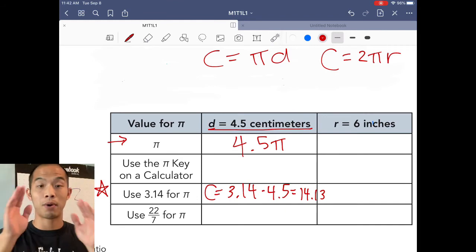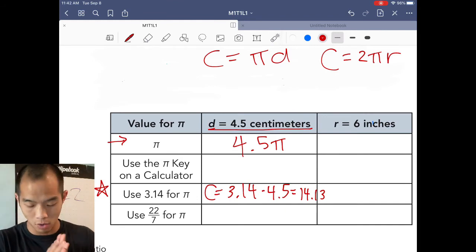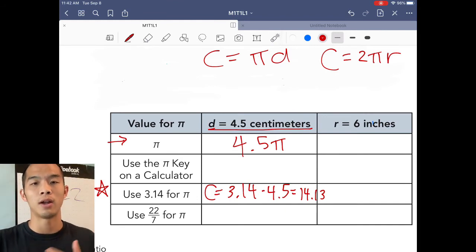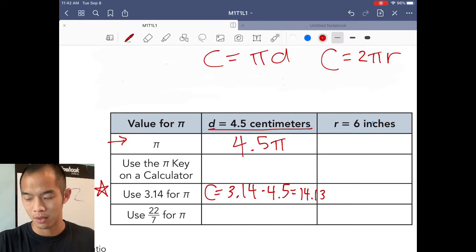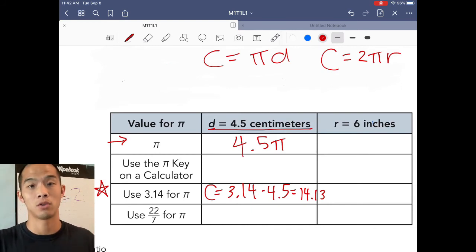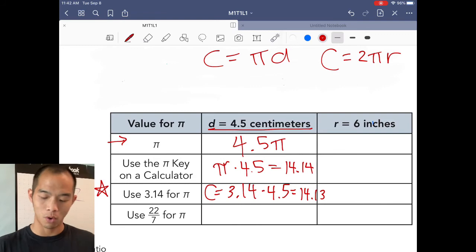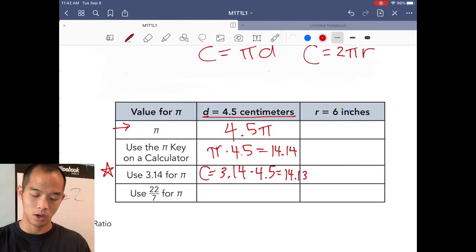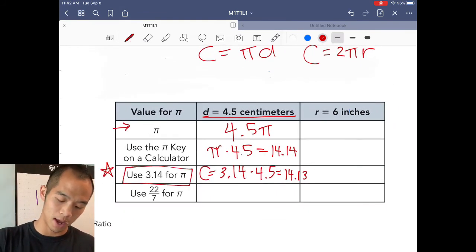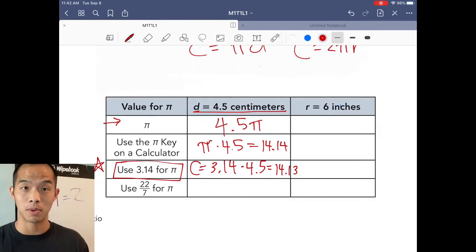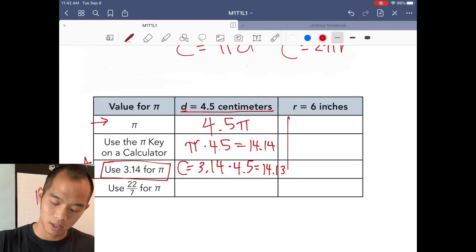If you want to use the pi key on Desmos or on your calculator, it'll get you a different answer, like 14.14 about. So they're really close. If you guys use the pi key times 4.5, it will get you 14.14. Okay, but we normally round it, okay? So guys, like I said, this is the one that we're going to ask you to mainly do, and that's the one that's mainly going to be asked. Okay, let me do the second side.